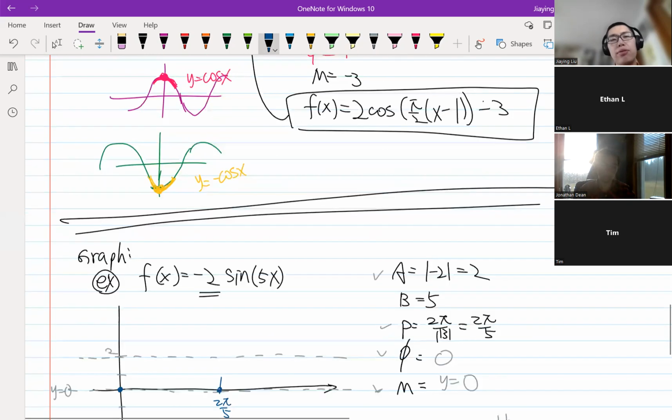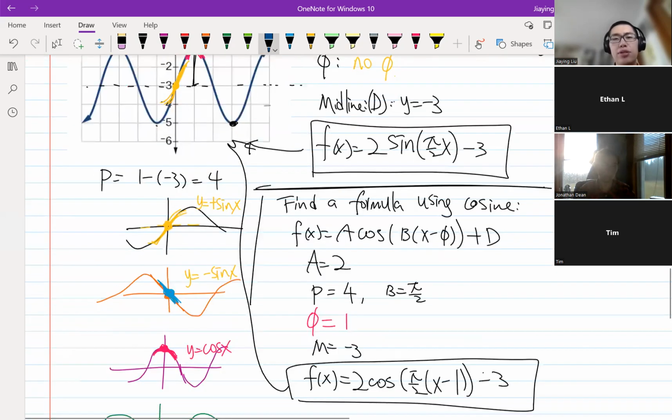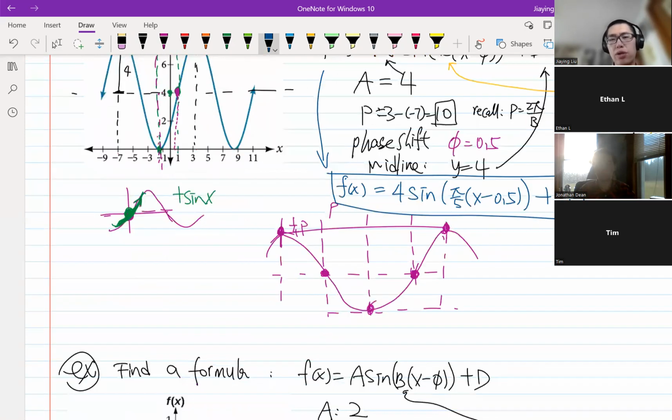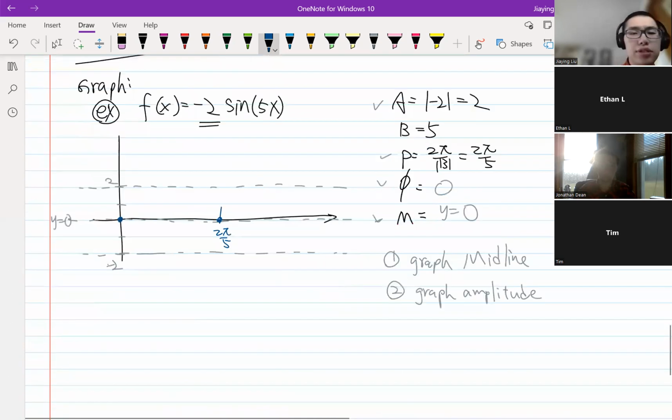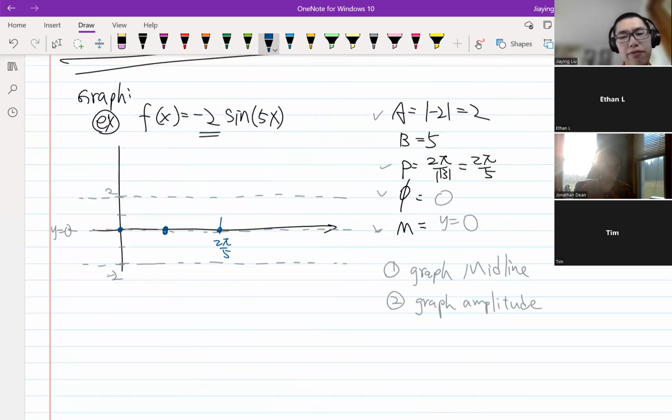Now, just like I did over here with the purple drawing, I'm going to take the period and divide it into 4 quarters. So basically add a halfway point. So that's half of 2 pi over 5. So that's 2 pi over 5 times half. So that's 2 pi over 10, pi over 5.